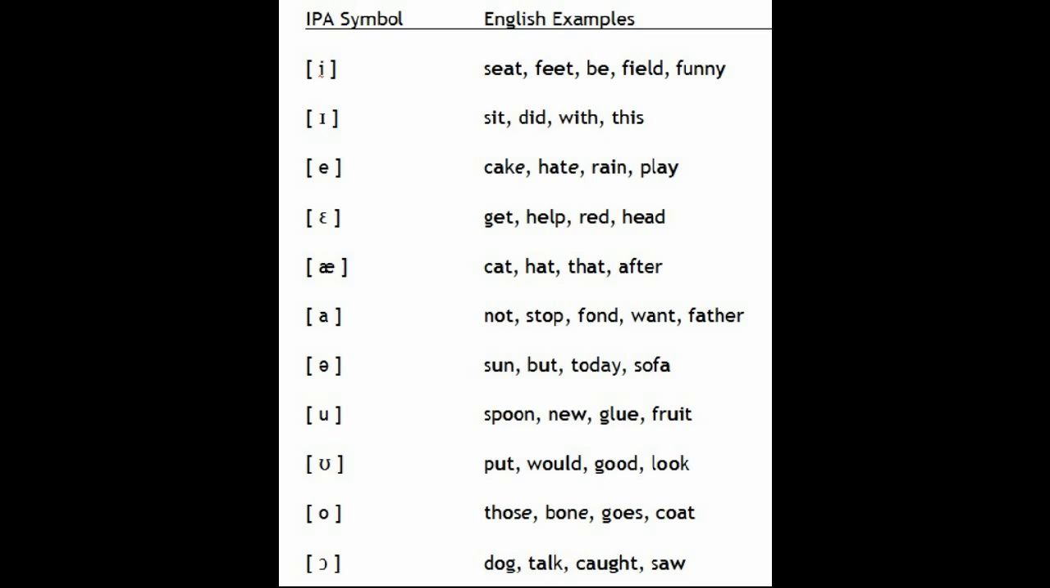The symbol kind of looks like an A and an E getting into a fight, and they lost the fight and they got tired and stopped fighting, so they got stuck together. That's what it looks like. Okay. This is pronounced cat, hat, that, after. What sound do you think that symbol makes?